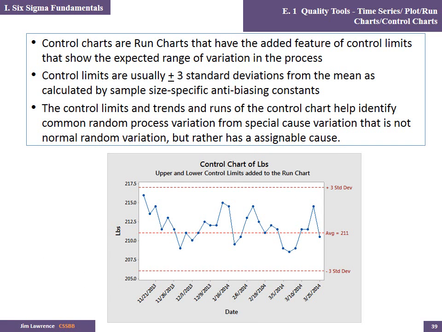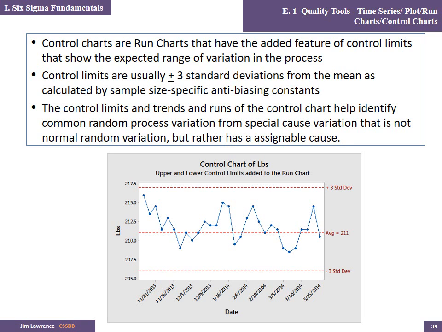Now, control charts are run charts that have the added feature of control limits that show the expected range of variation in the process. Control limits are generally plus or minus 3 standard deviations from the mean, and these are usually calculated for control charts using sample size specific anti-biasing constants. So in other words, statisticians have worked out formulae for calculating plus or minus 3 standard deviations from the mean that take into account sample sizes, and they're called anti-biasing constants.